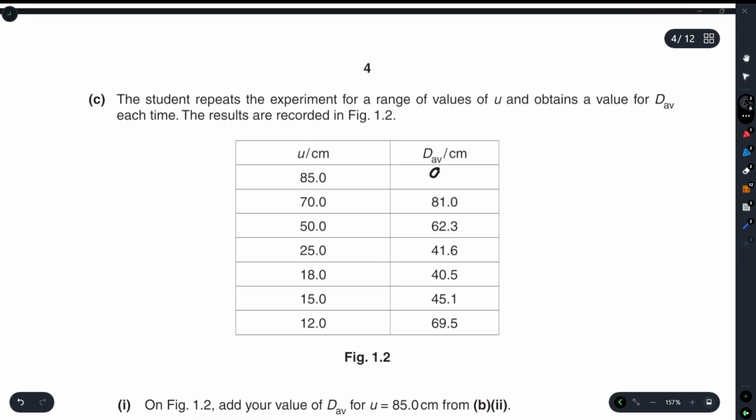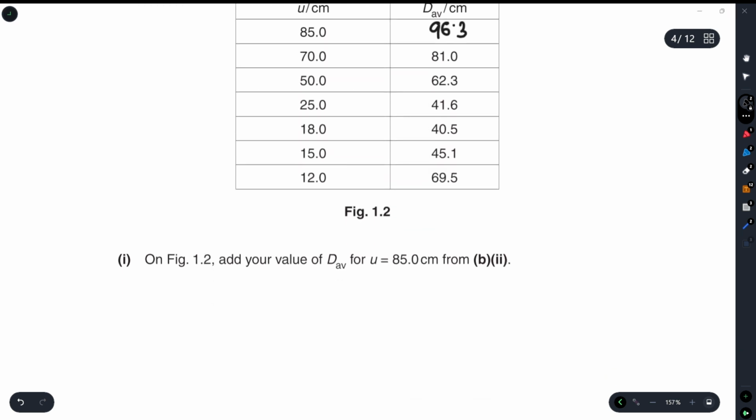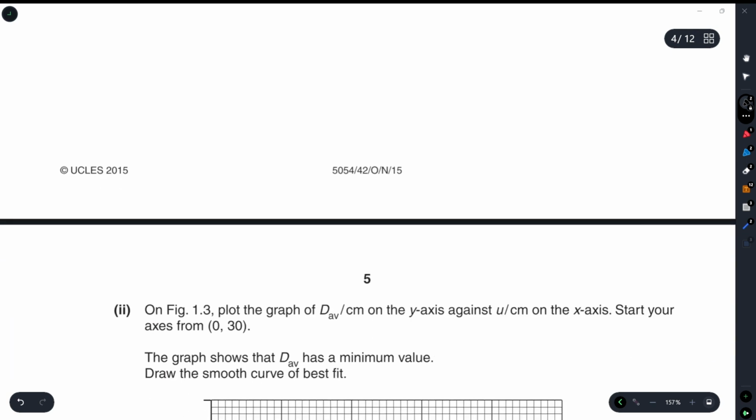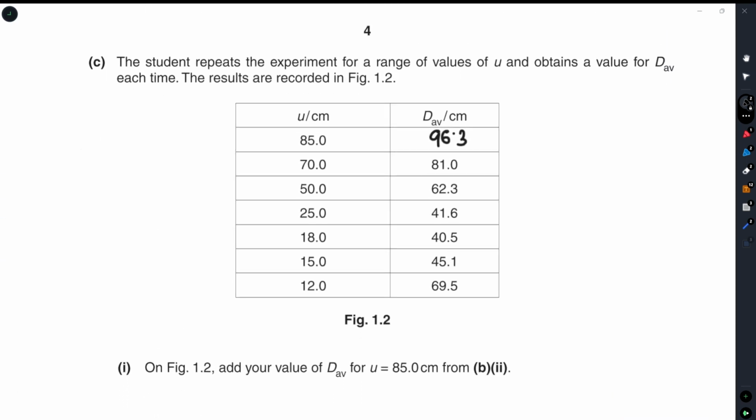This right here was 96.3. Student repeats, figure 1.2, D average. We did that. Okay, so I'm going to need to bring this table down here.